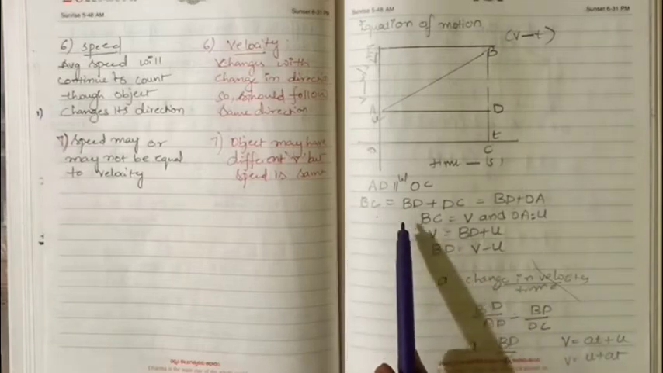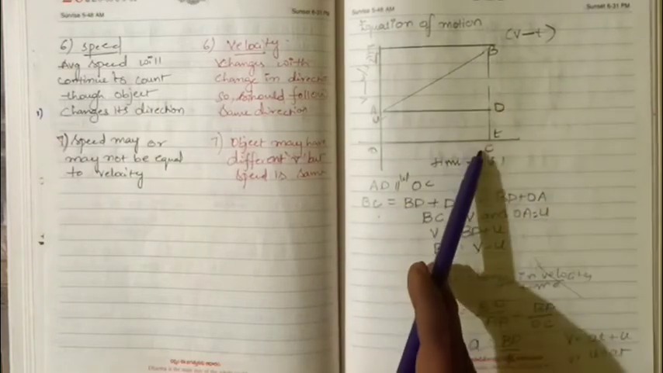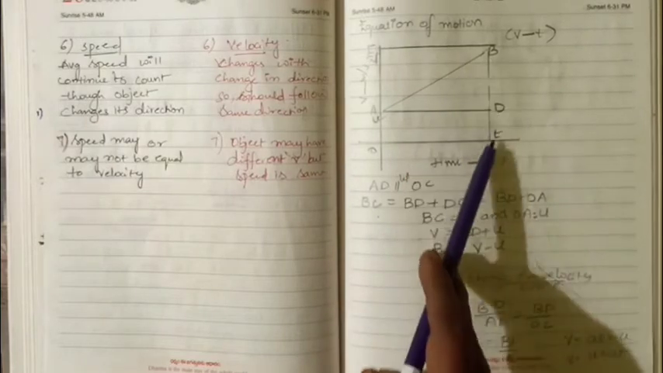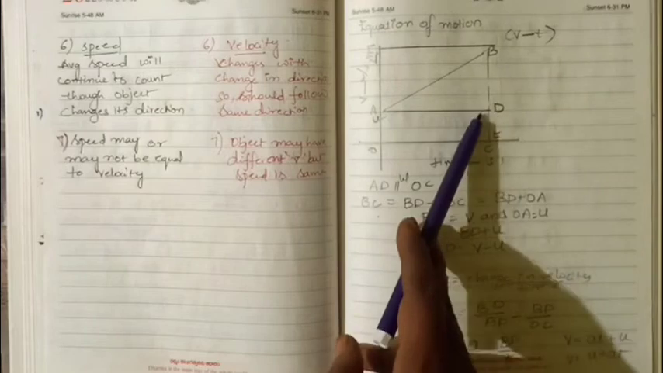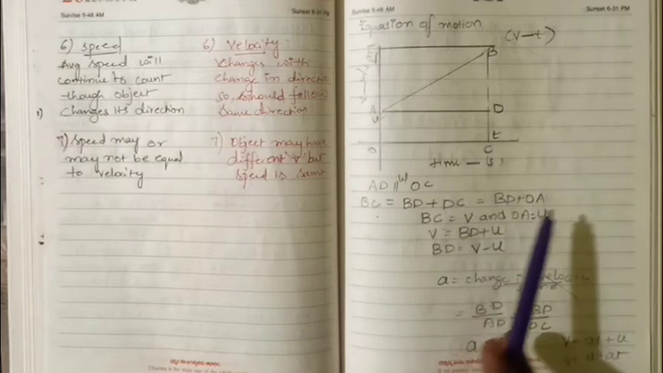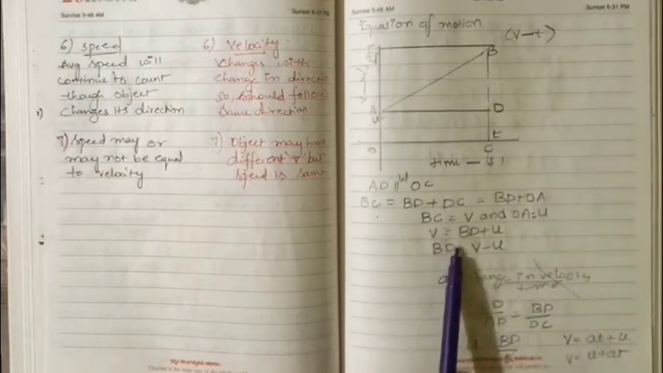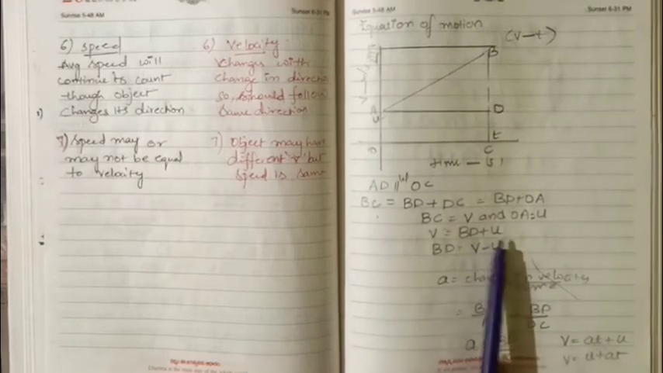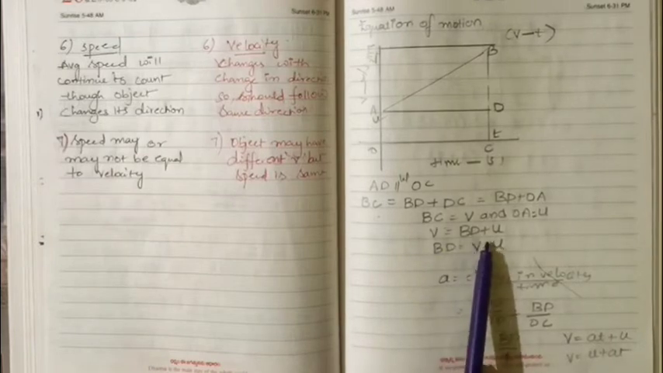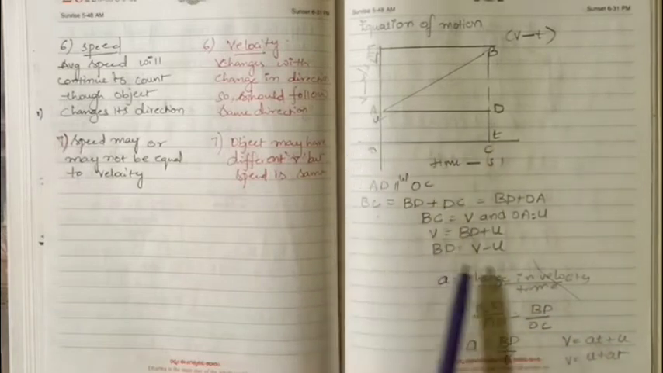Now BC is equal to BD plus DC. That means the total BC is equal to BD plus DC, just adding, with D in between. So we get the equation V is equal to BD plus U. Why? Because BC is equal to V, BD we don't know, and DC is equal to U.